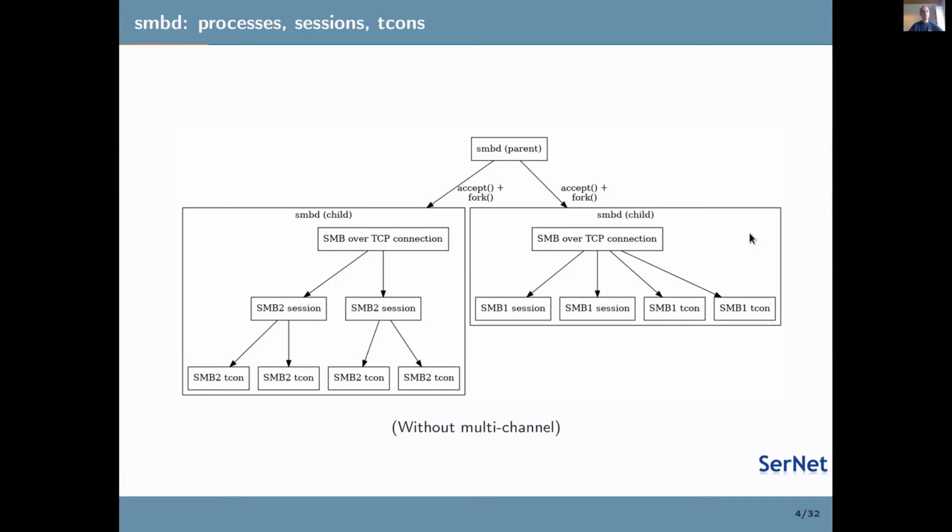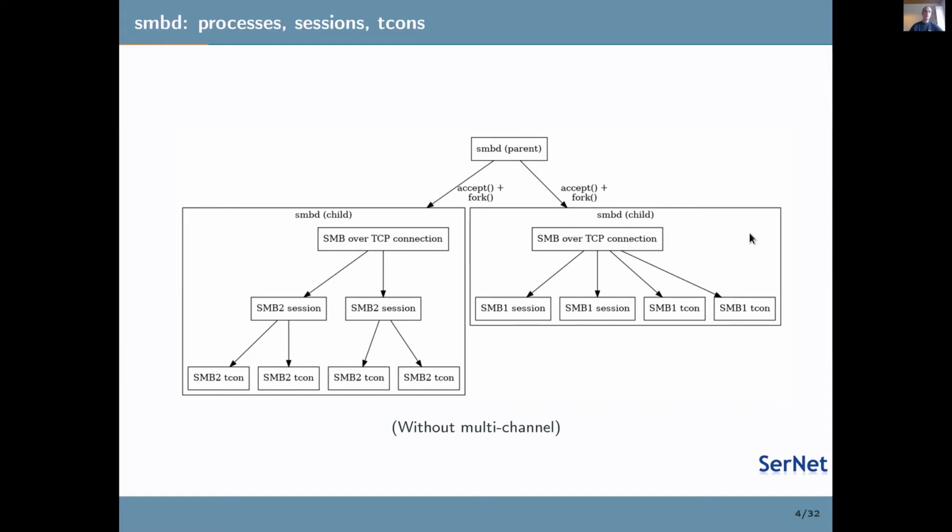Here's an overview of how that looks. It's basically simple to picture: you have a parent process and child processes. But this overview contains more. What I'm trying to show in this picture is that in each child you're handling an SMB connection or an SMB over TCP connection.